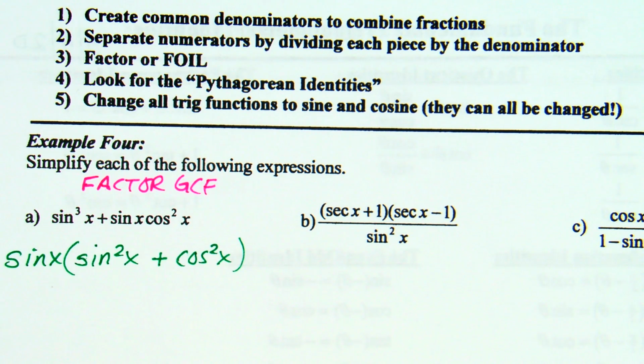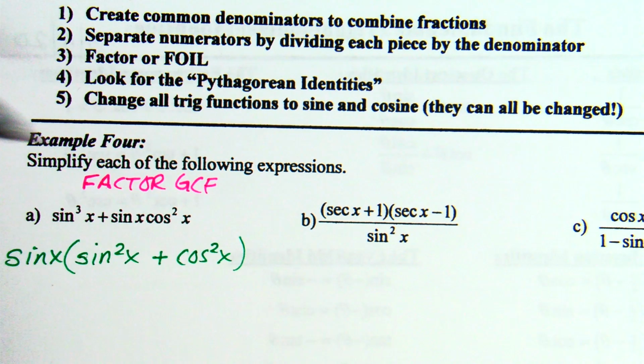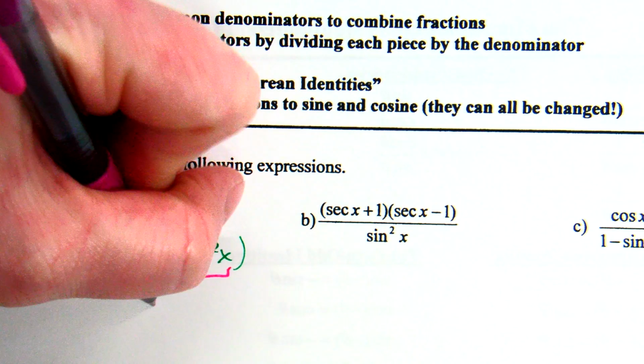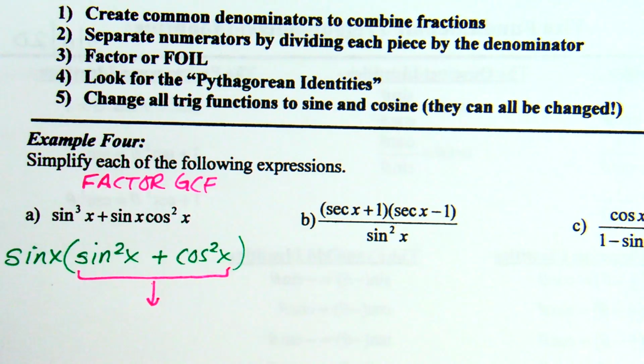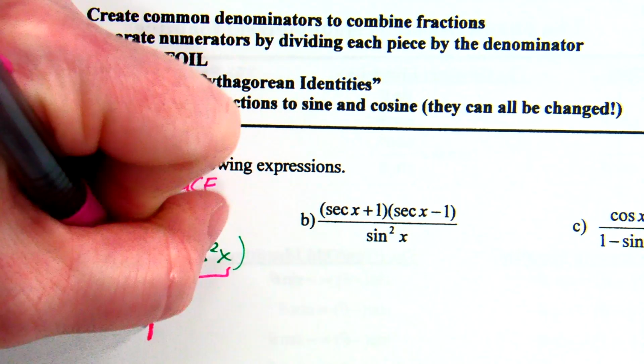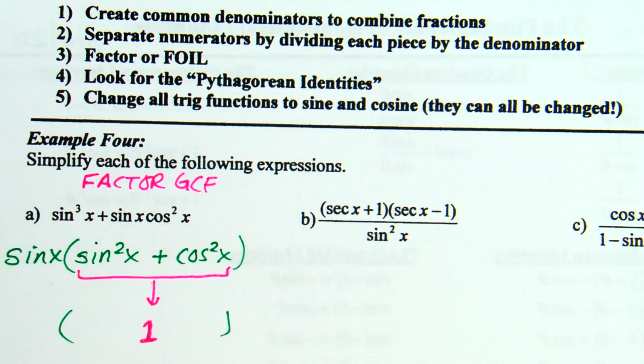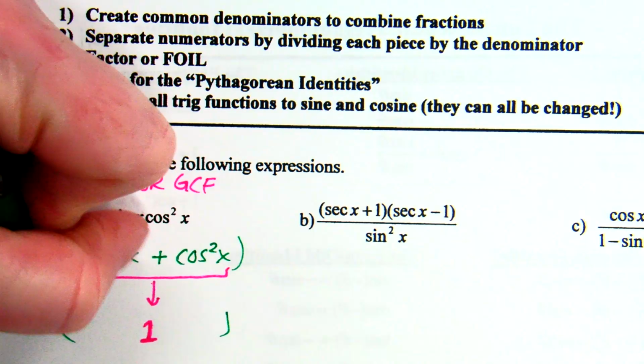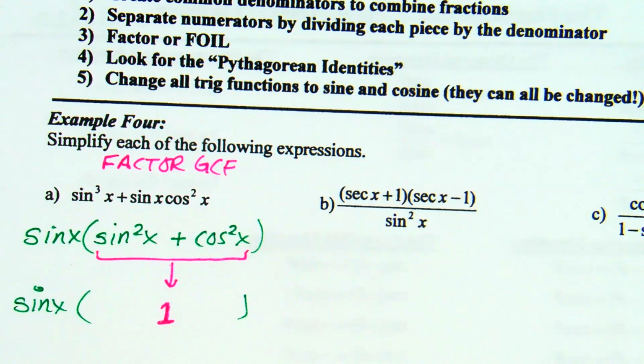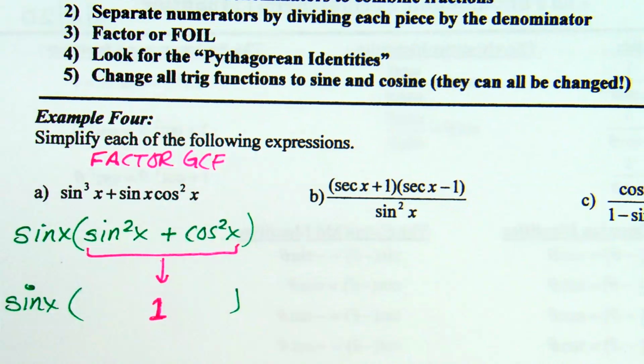The idea that sine squared of something plus cosine squared of something means that this right here can be written into a 1. Now think about it. That whole parenthesis is now 1, because sine squared plus cosine squared equals 1. What did we already have out front? Sine x. What is sine x times 1? Sine x.